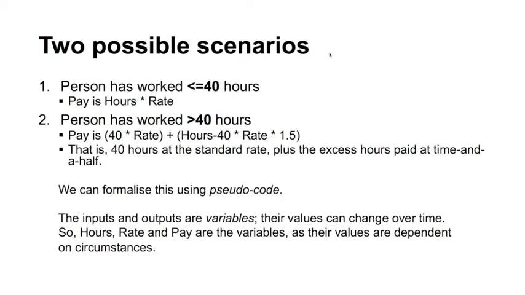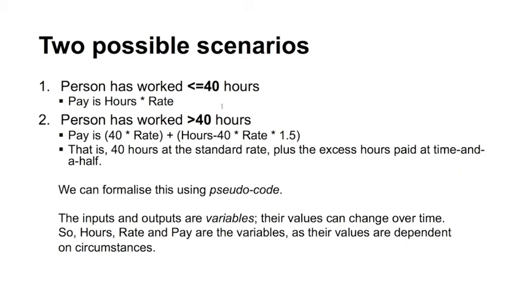So we have two scenarios, two categories, one in which the person has worked 40 or fewer hours and the other where they've worked more than 40 hours. So the first situation is quite straightforward. The pay is simply the hours times the rate. However, in the second category, we need to calculate two components to their pay.